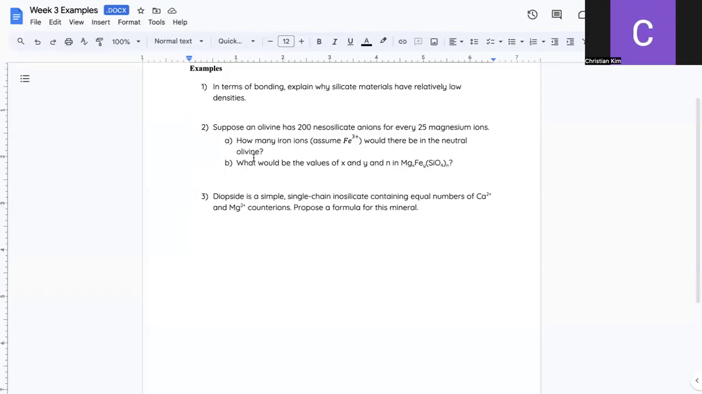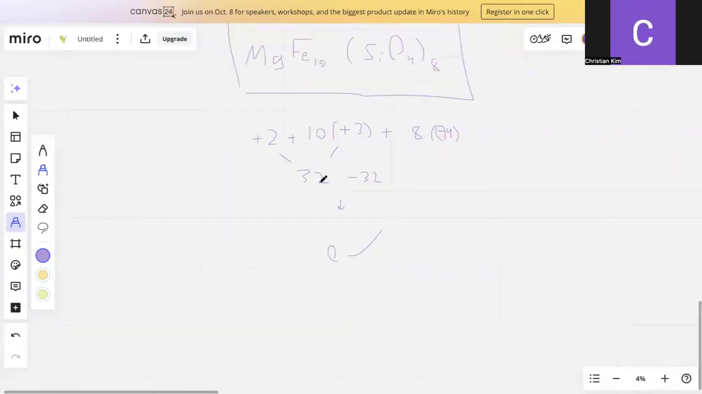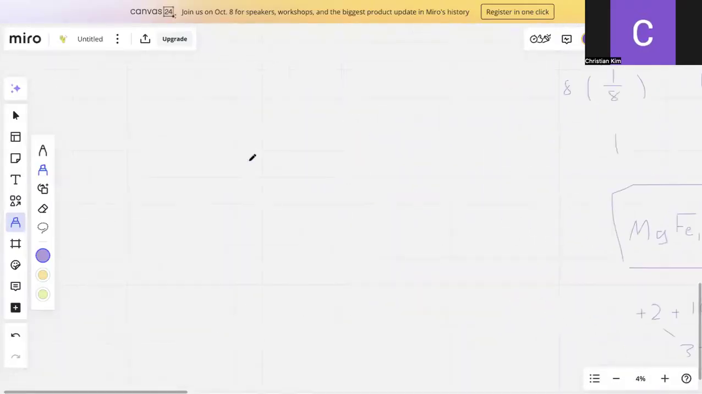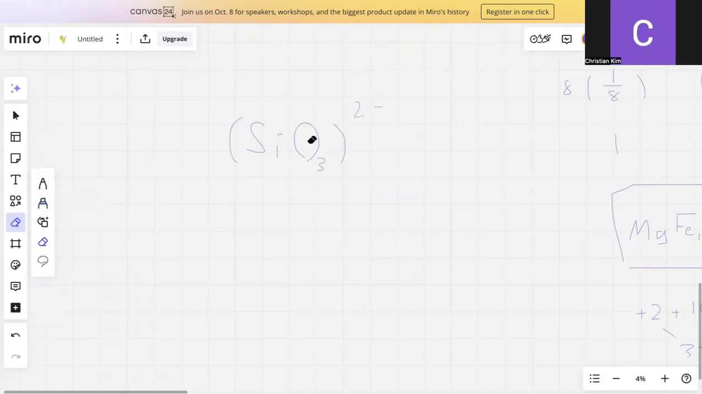Next part. So diopside is a simple single chain inosilicate containing equal numbers of calcium and magnesium counterions. Propose a formula for this mineral. Okay, well, again, it's very similar in concept to number 2 in that we want to prioritize electrical neutrality. So if we remember the basic structure of an inosilicate, the basic subunit will be SiO3. And this has a charge of -2. I don't know why I drew in those parentheses. Those are not needed.